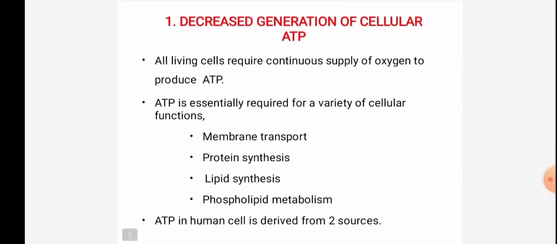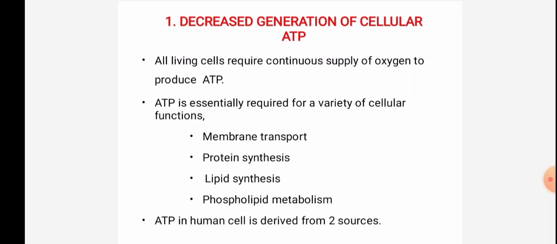Now we are discussing the above points in depth. The first point is decreased generation of cellular ATP. ATP depletion or decreased ATP synthesis is frequently associated with hypoxic or chemical injury. All living cells require a supply of oxygen to produce ATP. ATP is essentially required for a variety of cellular functions such as membrane transport, protein synthesis, lipid synthesis, and phospholipid metabolism.